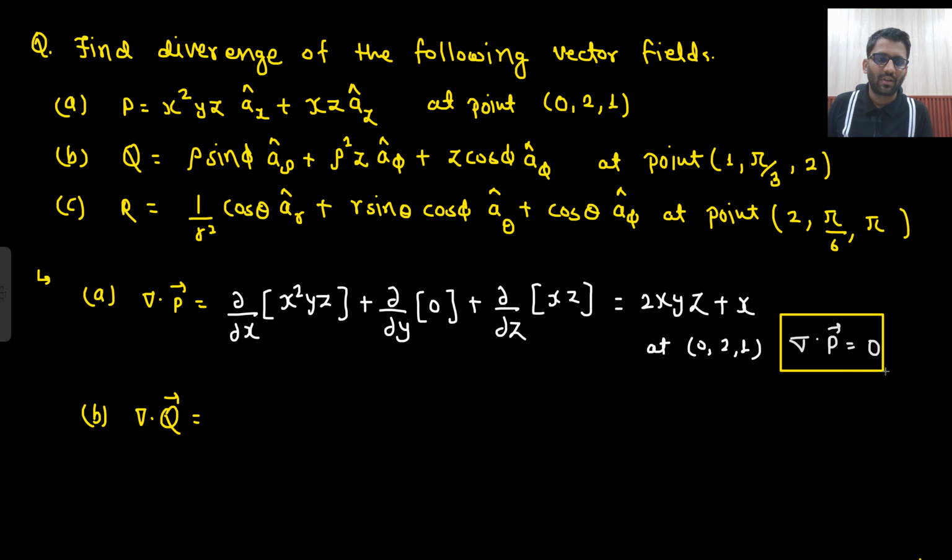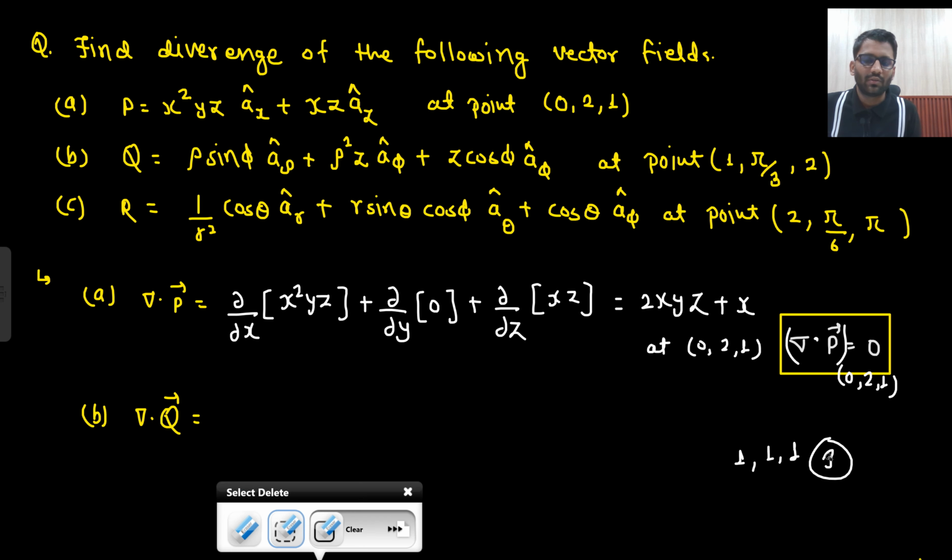So your del p is coming out to be... I should not say del p. Okay, that is very wrong. I should say divergence of p is coming out to be 0 at some particular point. At which point? 0, 2, 1. At some other point, the divergence would be non-zero as well. If I had asked you divergence of p at 1, 1, 1, that would be 3, right? So it could be different as well.